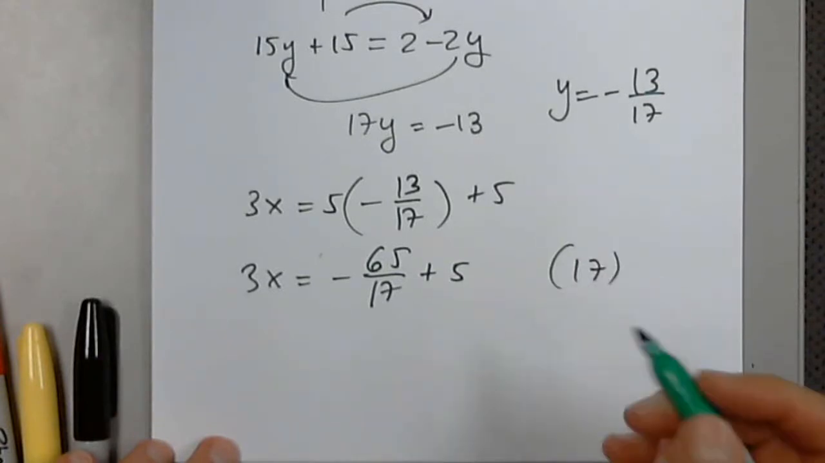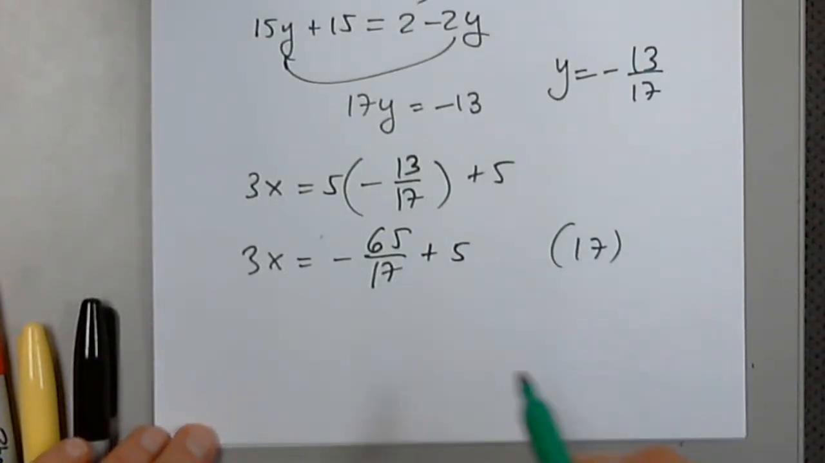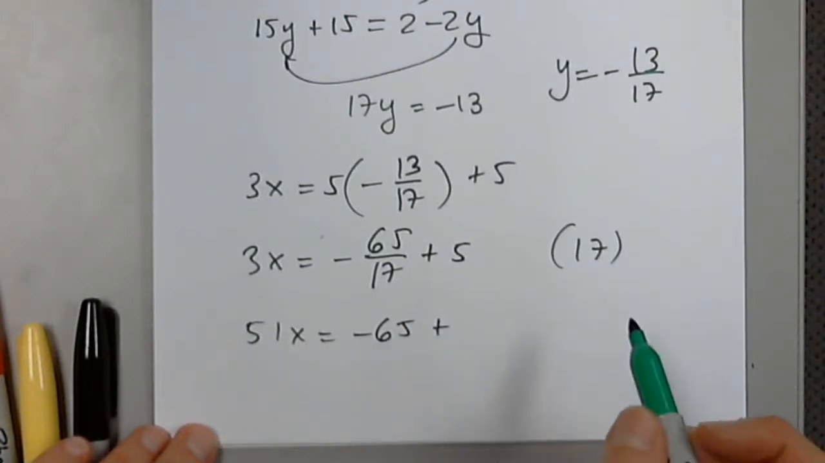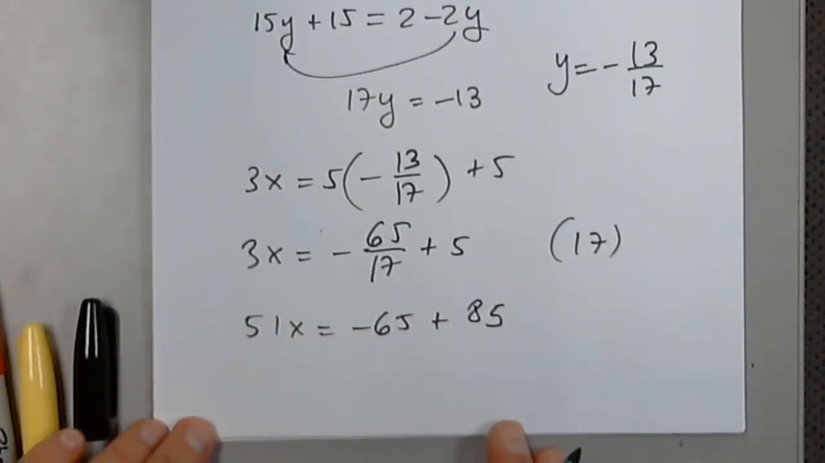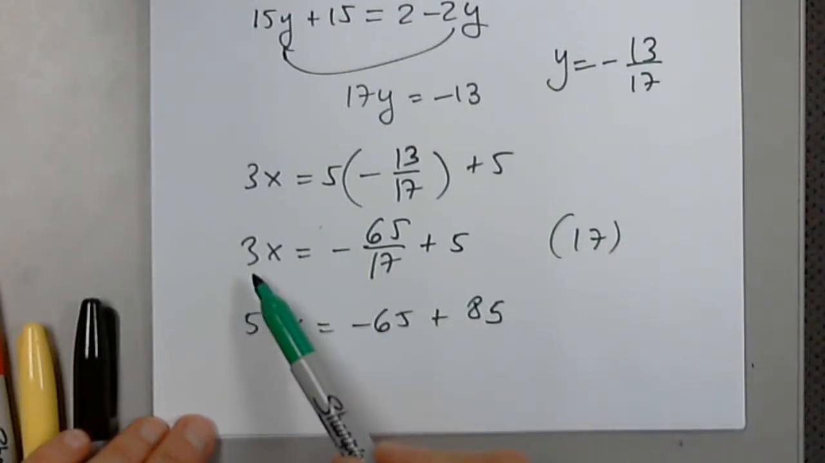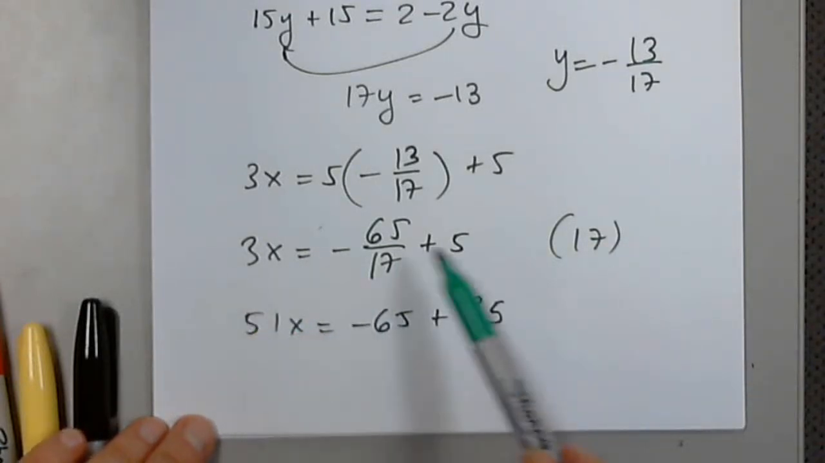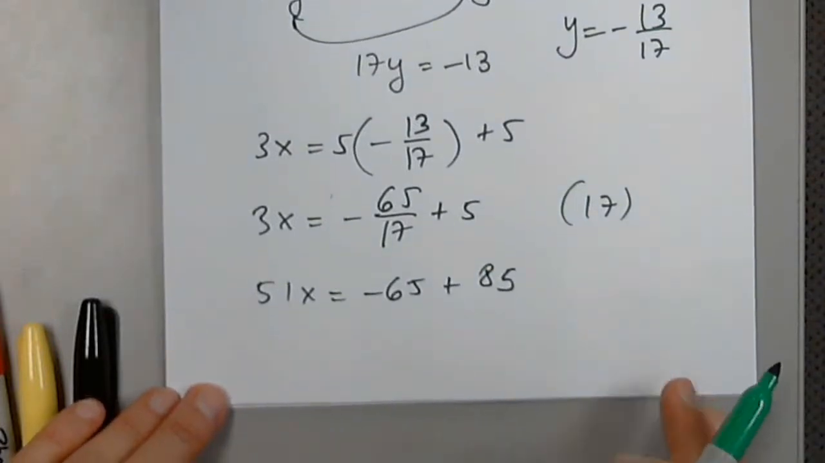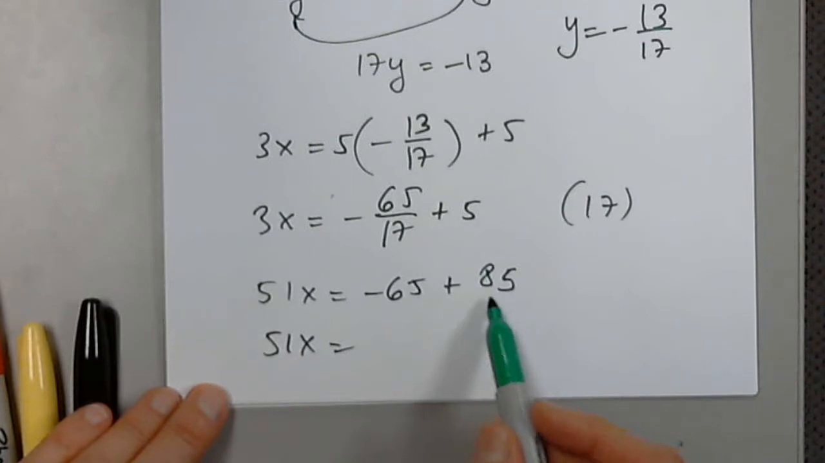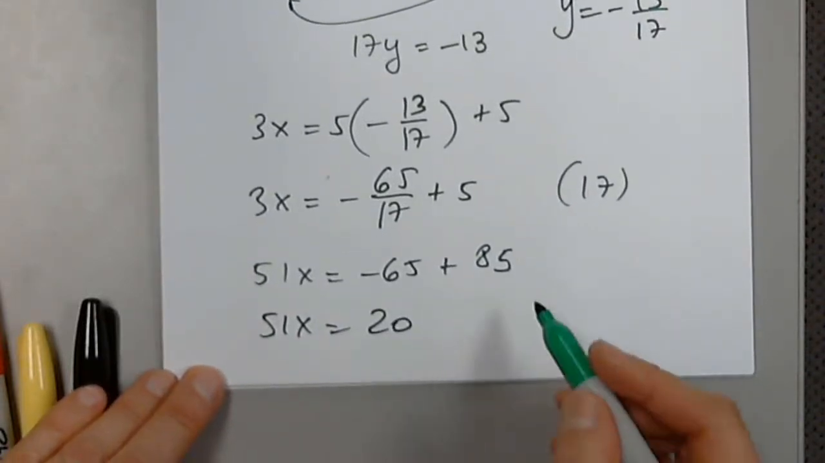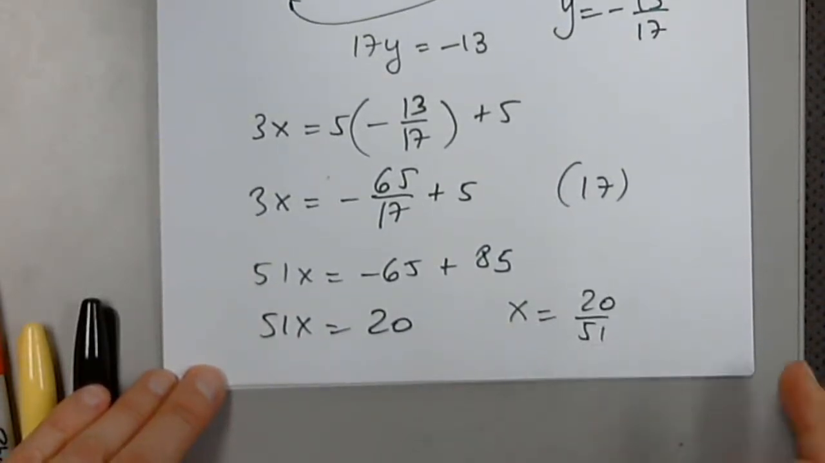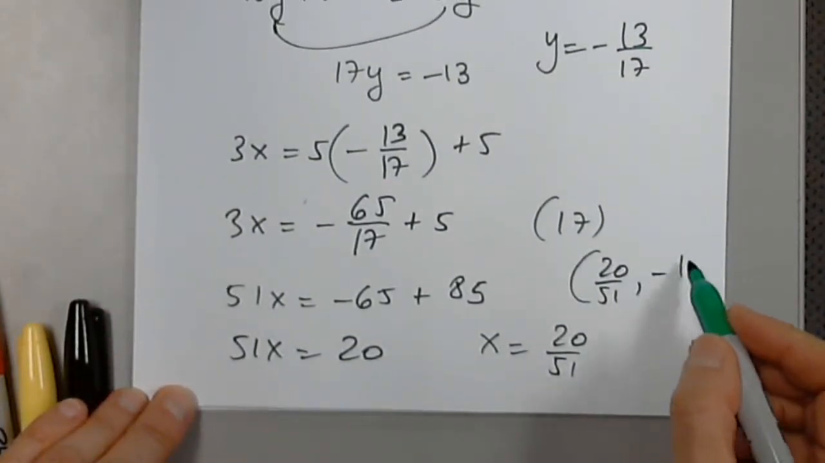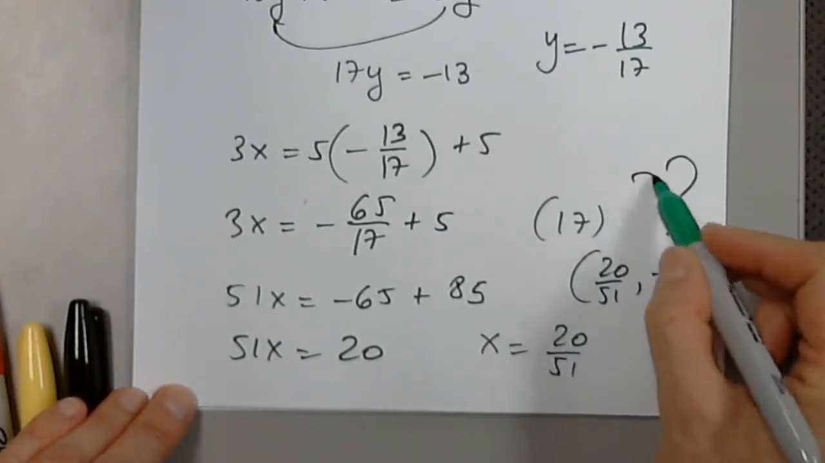Okay, I will multiply everything by 17. So 51x equals negative 65 plus 85. Let me check my numbers. Okay, this is correct. Good. So now I have 51x equals 20. And finally, I get x equals 20 over 51. My claim is 20 over 51 comma negative 13 over 17.